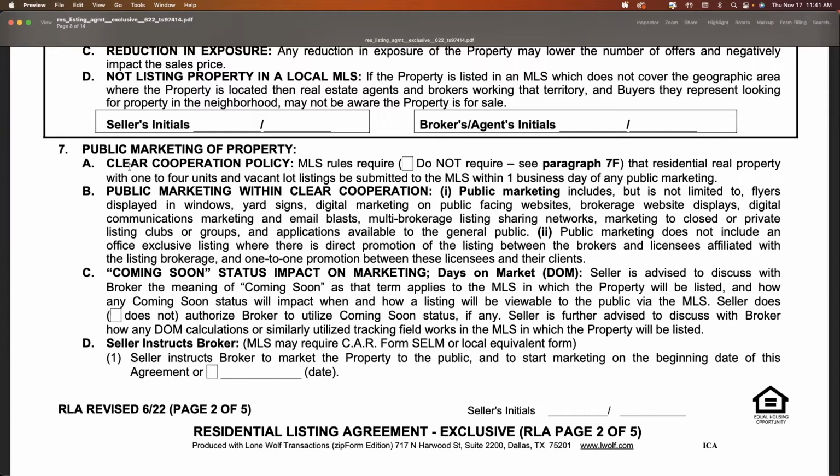Coming soon, I can do all the marketing. I can go door knocking. I can do everything. I just can't show it, okay? And coming soon does not have any effect on days on market. If I put it as coming soon, it doesn't start calculating days on market. As soon as I move it to active, days on market start.